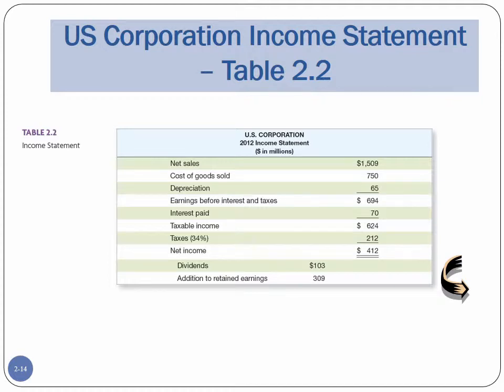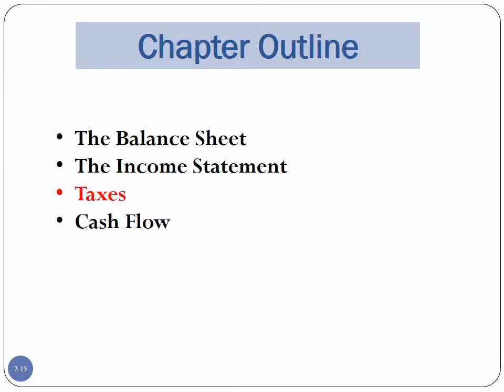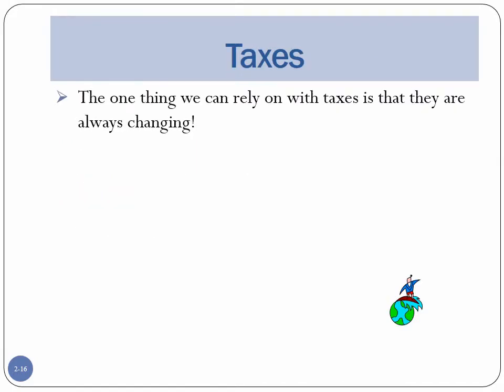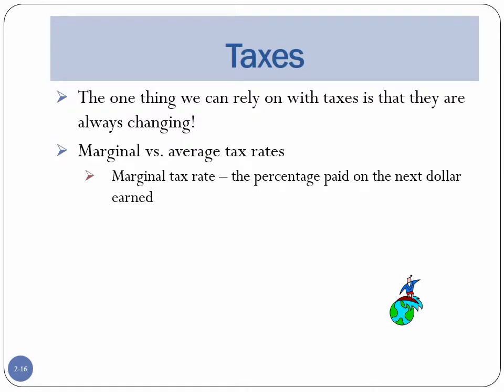the business. Taxes are another critical element of understanding financial statements. And the only thing that we can rely on with taxes is that they're always changing, and this is very true. The tax codes are constantly changing. The key concept here is marginal versus average tax rates. The marginal tax rate is the percentage paid on the next dollar earned. So if you earn one more dollar, will that put you into a higher tax bracket or lower tax bracket? And the average tax rate is the overall tax bill divided by taxable income.